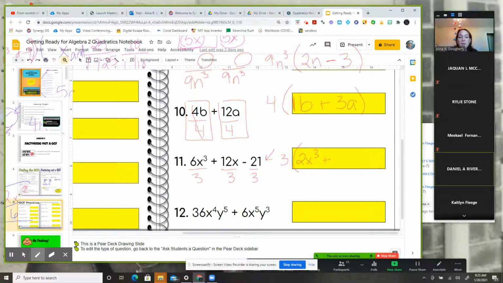Keep the plus sign. Always keep your operations. And then 12 divided by 3 is 4. Keep the variable. Keep the subtraction. And what's 21 divided by 3? 7. 7. Perfect.